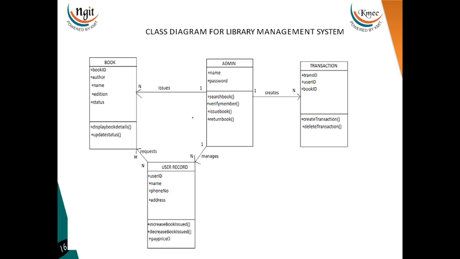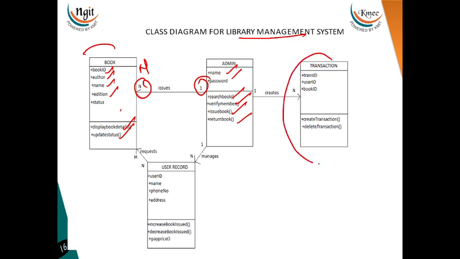The next part, if you go up, we have another class diagram. We have a book, that is for library management. Book, and there is only one admin. N number of books, with book ID, author, name and edition. What are the display book details? Update the state. Admin, name, password. Search book, verify the member, issue book and so on. These create N number of transactions.